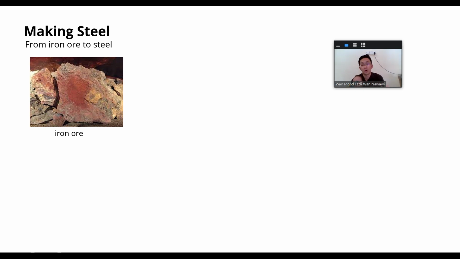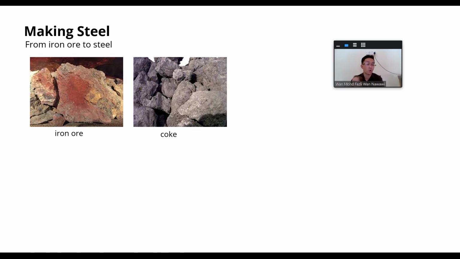So this iron ore, you can see the rusty color there. That is basically iron oxide. This iron ore is mined from the quarry. They start with this, and then they add coke. Coke is basically charcoal, arang. Okay, coke here is charcoal.